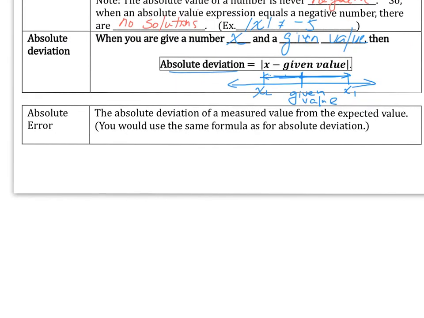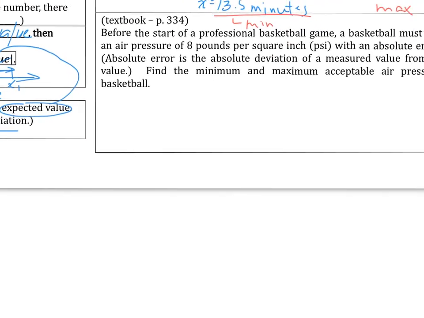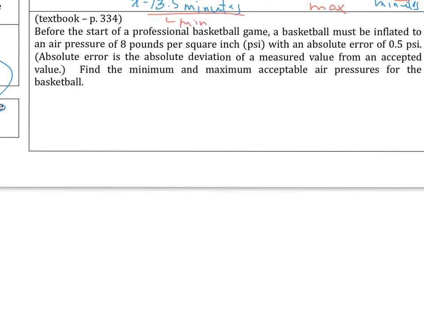Okay, now let's look at the last vocabulary term. Absolute error is the absolute deviation of a measured value from the expected value. So this expected value is the same thing as the given value here. And in this case, when you're calculating the absolute error, you will use the same formula as for the absolute deviation. So here we have this word problem taken from the textbook on page 334.